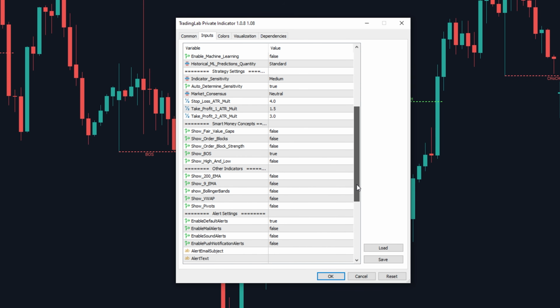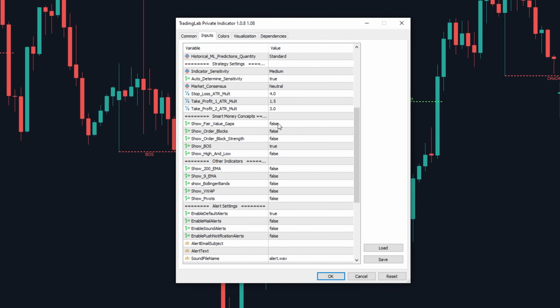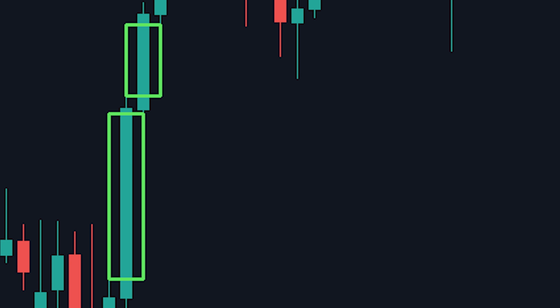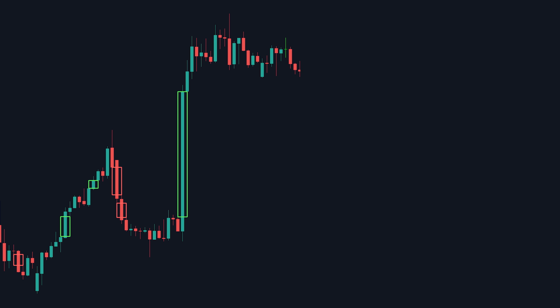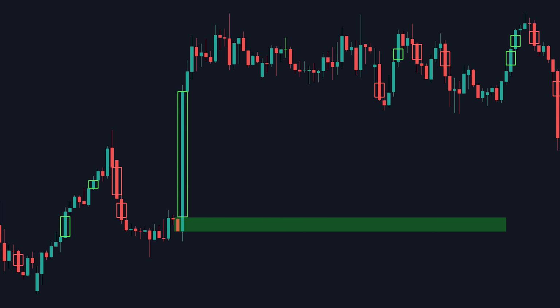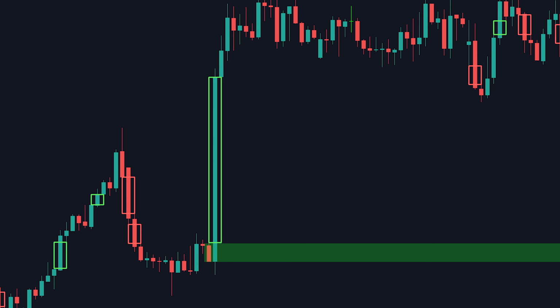Just go to the settings, scroll down to smart money concepts and enable fair value gaps. The green rectangles are bullish fair value gaps, the red rectangles are bearish fair value gaps. So a good example of what you're looking for is where the fair value gap is displayed by this rectangle and it's connected to the very first candle of the zone.